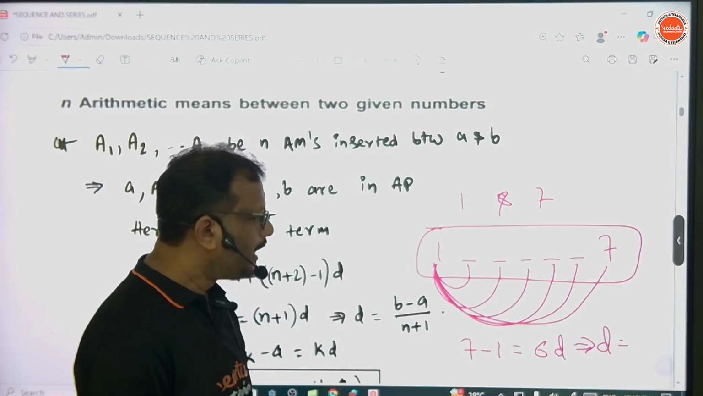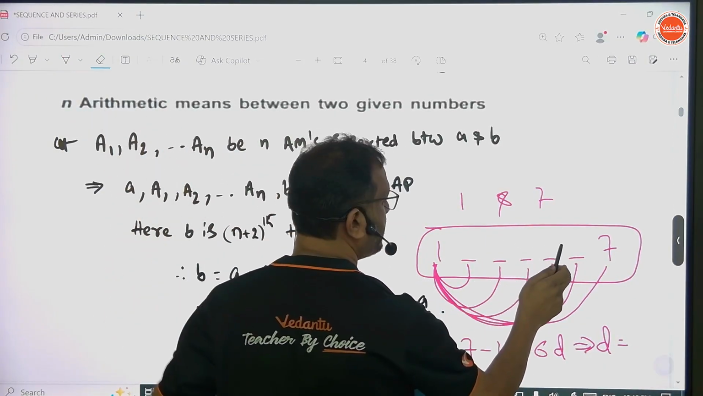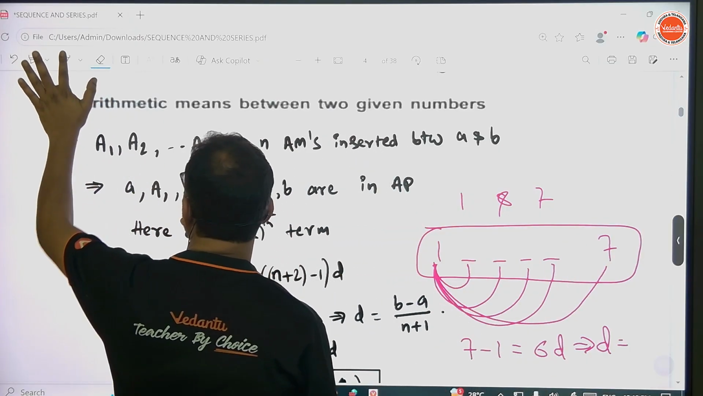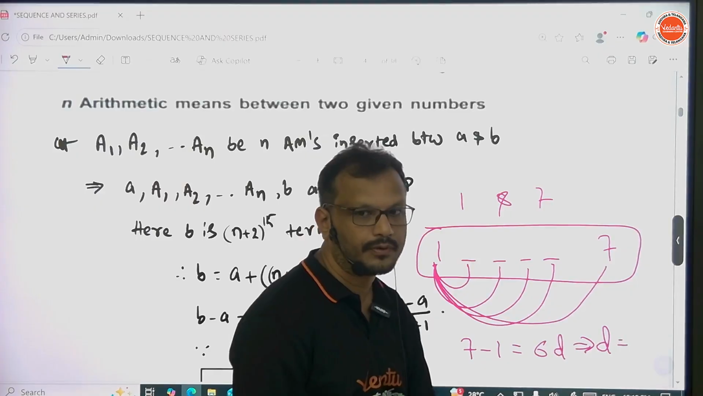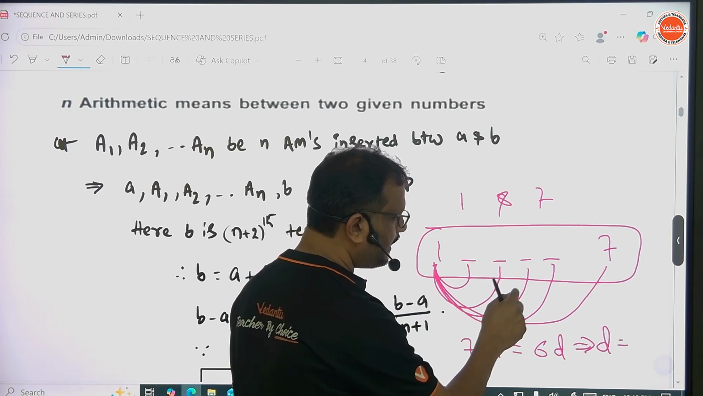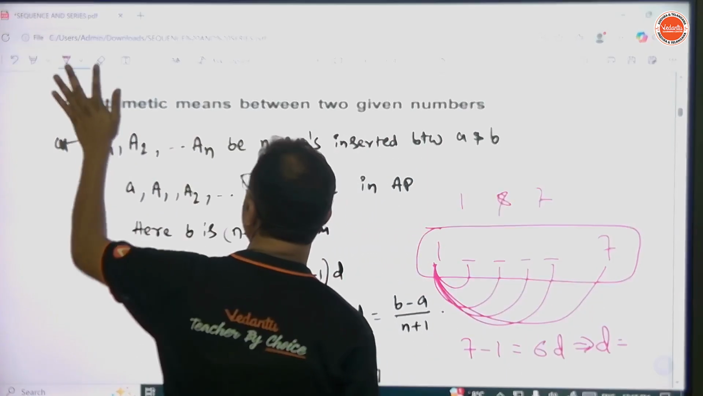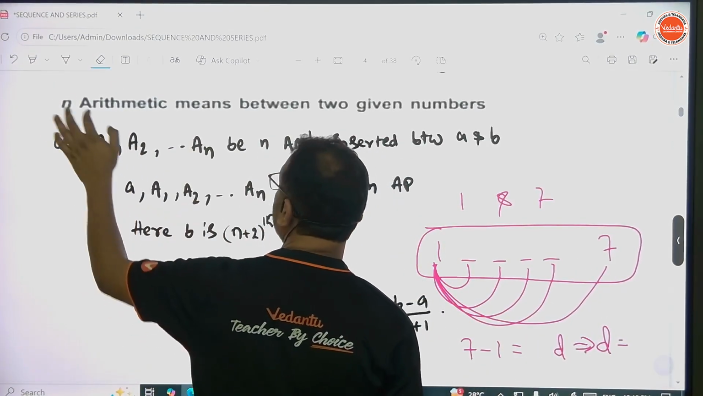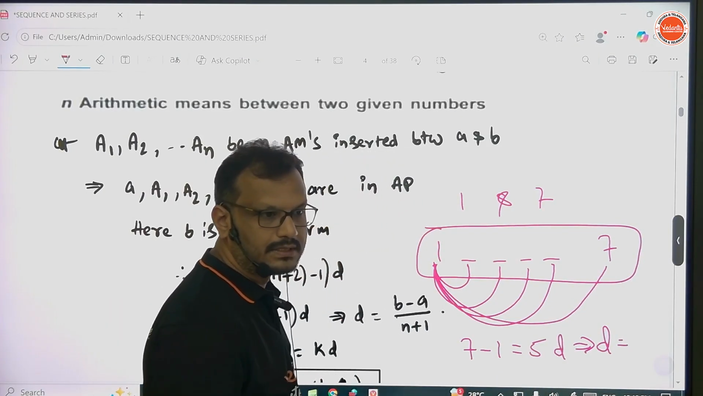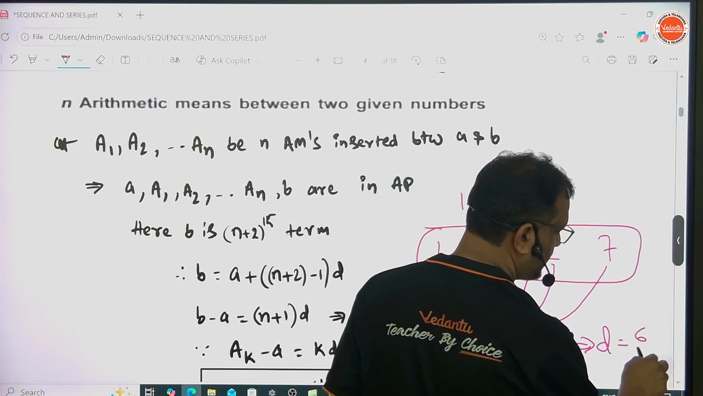D is 1. If I ask you to take some number, if only 4 numbers I am asking, for example, this number is not there. Now tell me what is that? Between these two, I am asking you to insert 4 numbers only. D, 2D, 3D, 4D, and this is 5D. So that will be 5. So what is D value now? It will be 6 by 5. So D value 6 by 5 we got.